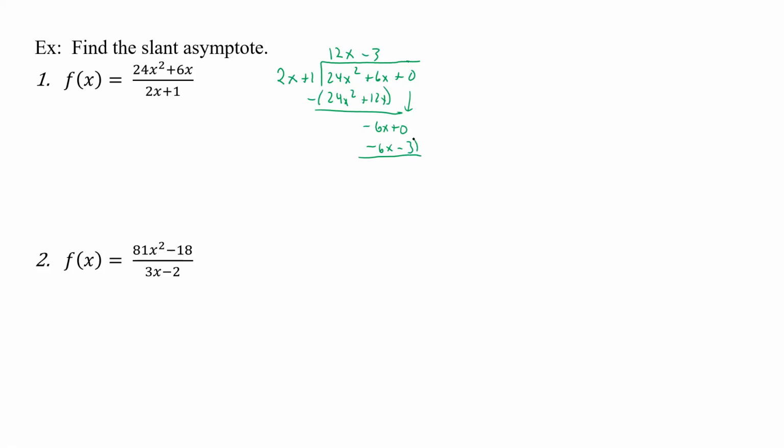And so now, again, we subtract that minus that 0. That minus that's going to give us 3. And so what happens is we have that left over a little bit, our remainder, but what we get as our slant slope is equal to y equals 12x minus 3. So that's going to be our slant slope, okay?